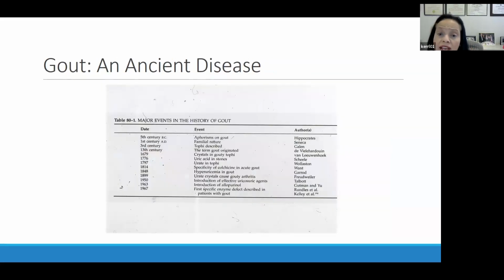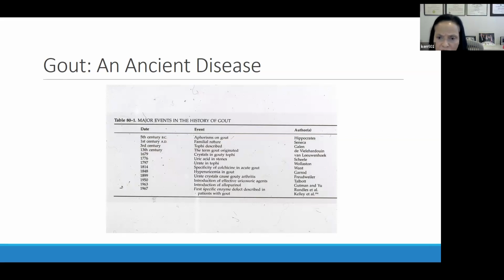So I'm going to start with gout, which is the most common crystal-induced synovitis that we see. And unlike rheumatoid arthritis, which is a modern disease, gout has a long history and is an ancient disease with descriptions of it going back as far as the 5th century BC. And many of its characteristics were aptly described in those distant centuries.